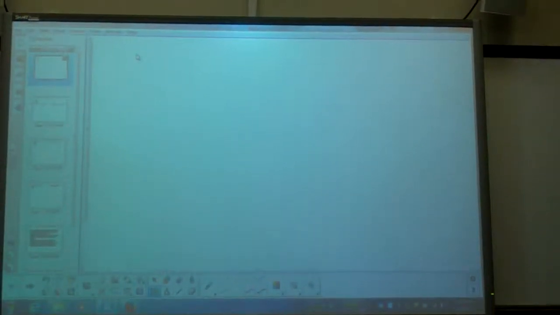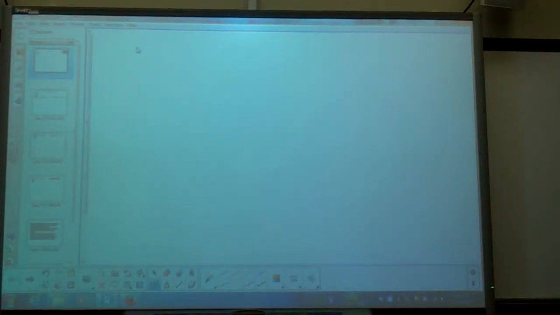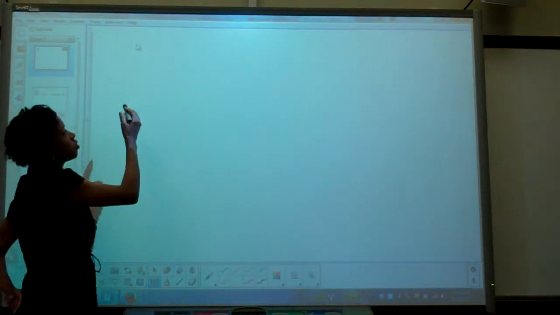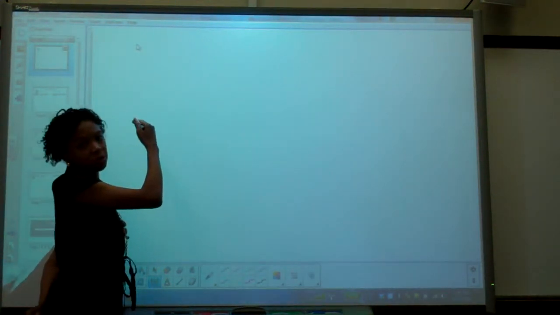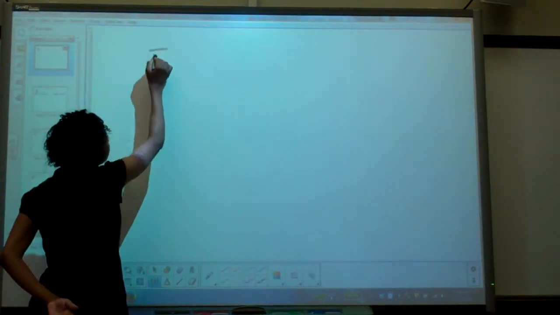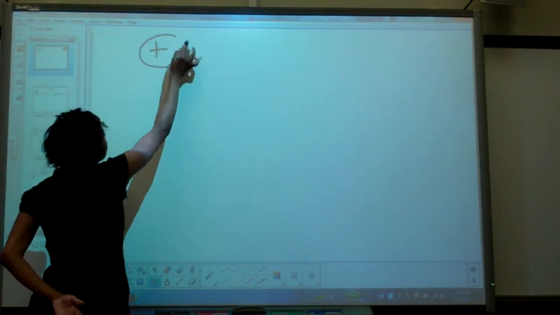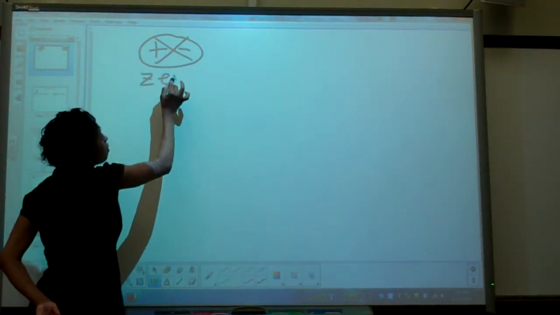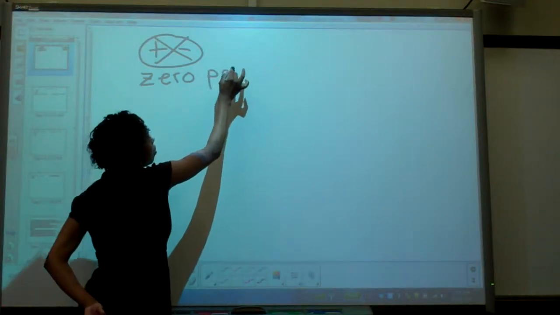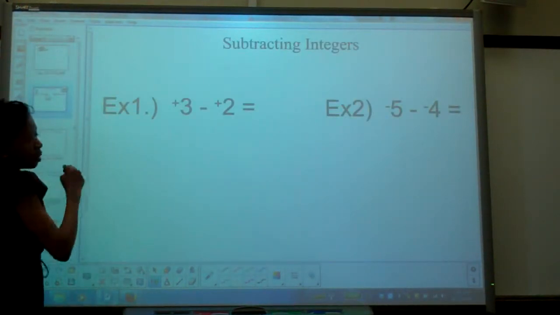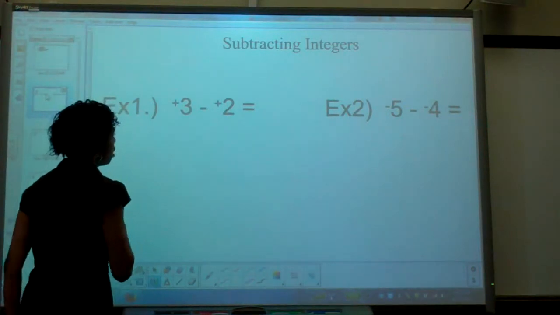In this lesson, we're going to talk about subtracting integers. Just a quick recall about zero pairs. We're talking about subtraction, but before we get into subtracting integers, a quick reminder of zero pairs. Remember, we have a positive and a negative that equates to nothing. It's a zero pair. Review your adding integers if you forgot what zero pairs are.